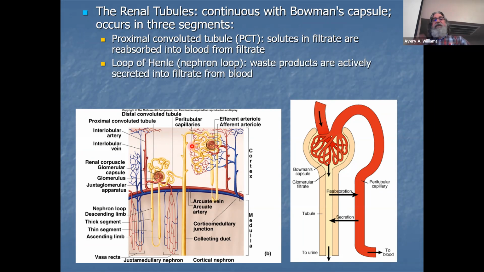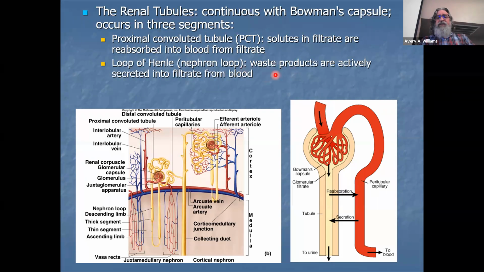Another real common eponym that everybody still uses, but if you don't want to call it by somebody's name, you can call it the nephron loop. Some kind of loop, this is what we're talking about. Now, in the loop of Henle, or the nephron loop, this is where waste products are actively secreted into the filtrate from the blood. Now, this is a key buzzword in physiology right here.